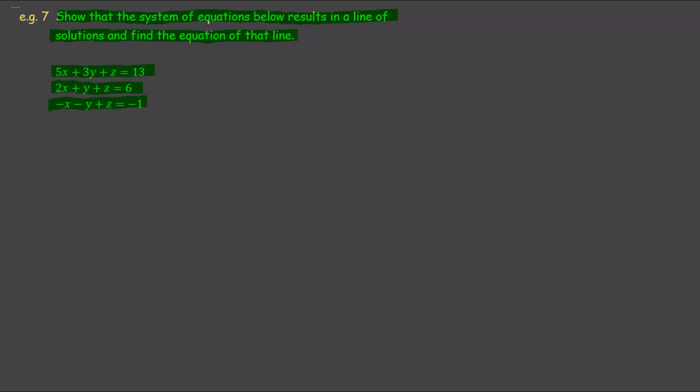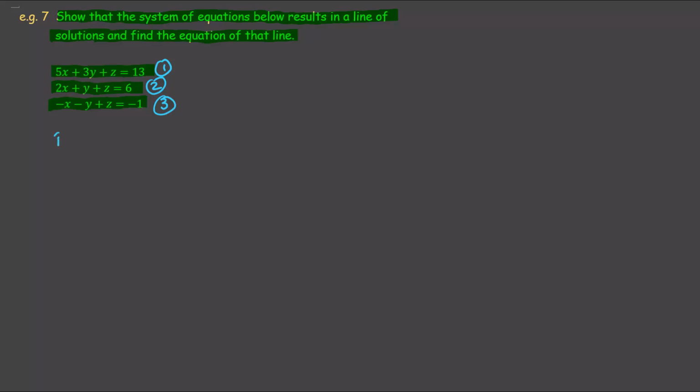The first thing to note is that none of the left-hand sides is a scalar multiple of any of the others. So we don't have the same plane, we don't have any parallel planes. So let's call them 1, 2, and 3. And looking at the coefficients, I think it's going to be easiest to eliminate z.